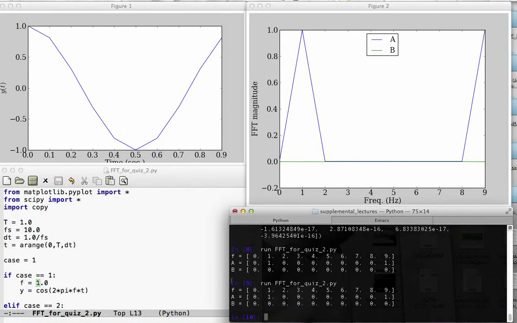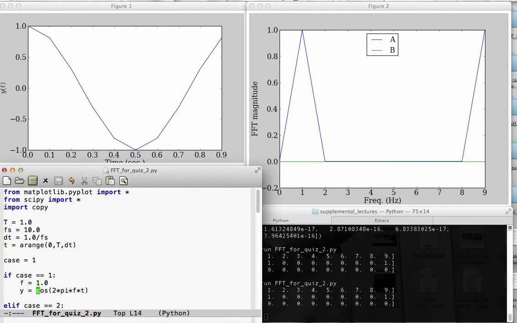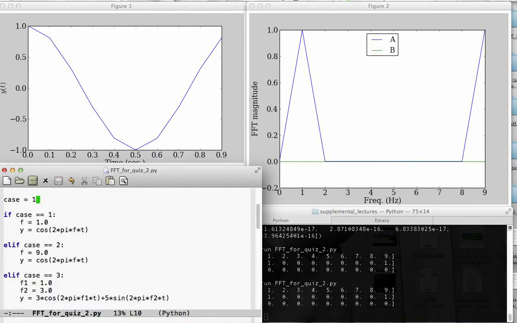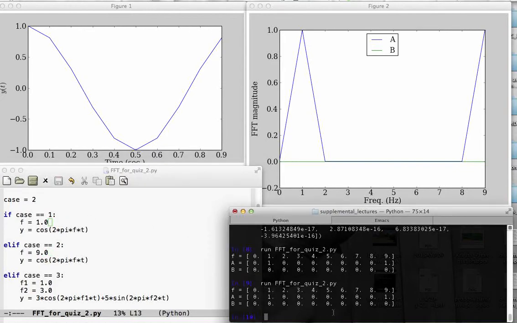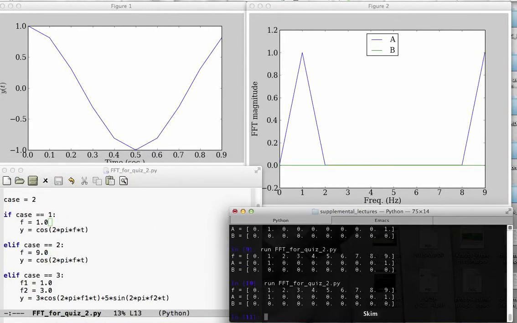And then I've made the code print out the F, A, and B vectors. And you can see that the B vectors corresponding to the sine terms are all 0. The A vectors have a 1 that corresponds to 1 hertz, and then an aliased 1 that corresponds to 9 hertz. And one of the things I want to show, I'm going to switch this over to a case 2. We're not changing anything except we're going to 9 hertz instead of 1 hertz. And what I want you to see is that exactly nothing changes. The A vector remains the same.